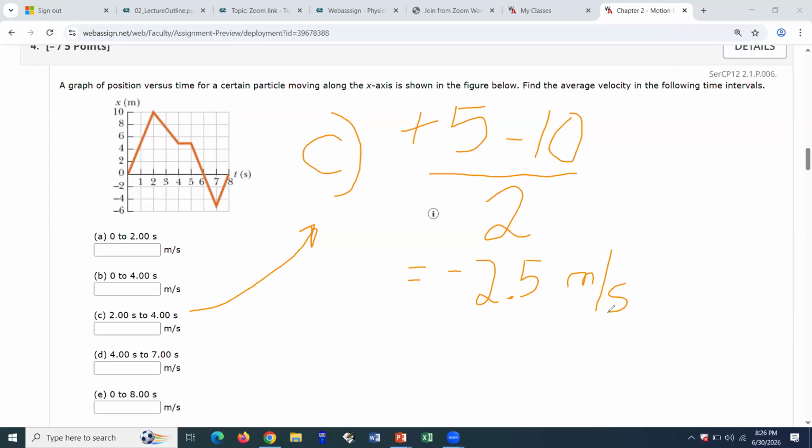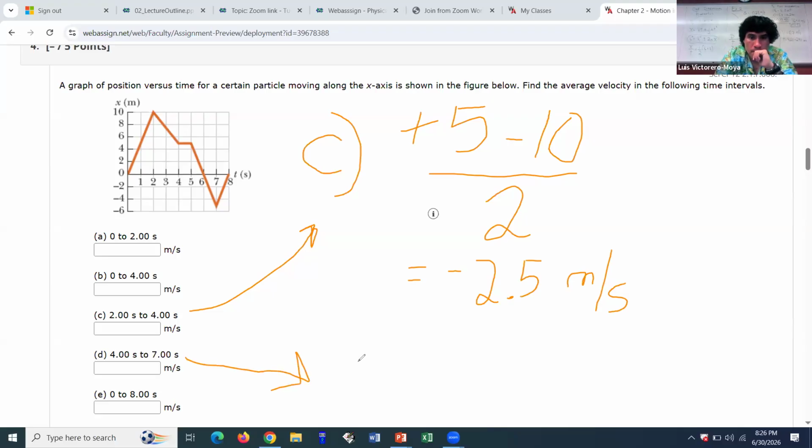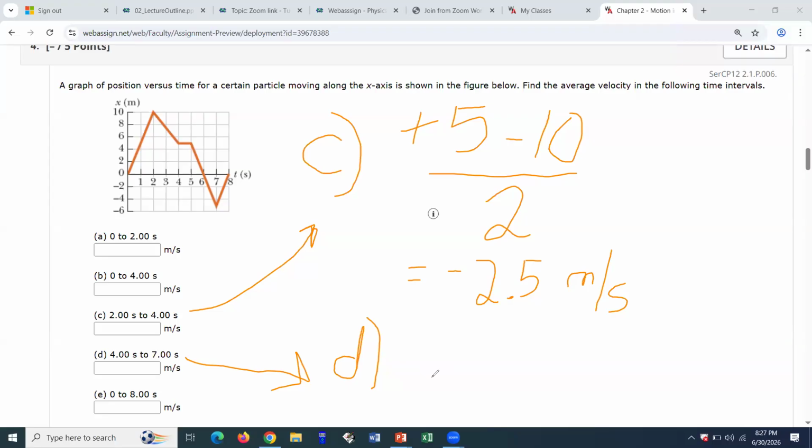Yes. Okay, so what about 4 and 7 now? What's the displacement between 4 and 7? 4 seconds and 7 seconds. Professor, I can't see well on my screen. Is that at 7, is it -6 or -5? -6. I will take it as -6. Okay, thank you. Yeah, -6. The line is very thick. That's why.